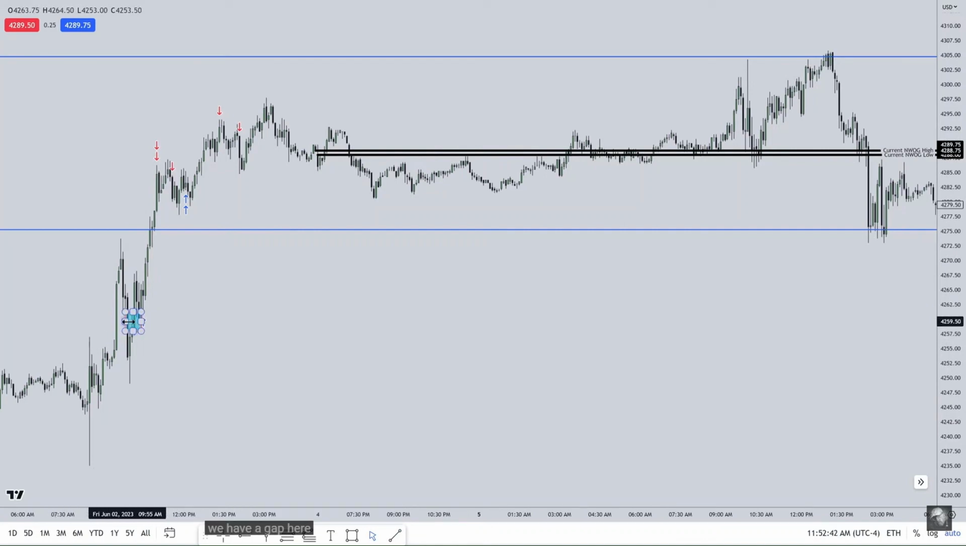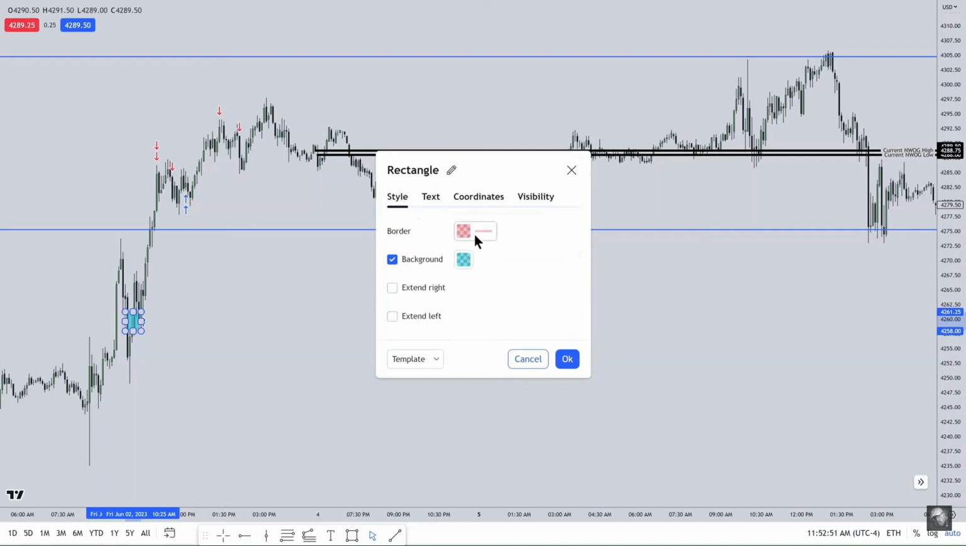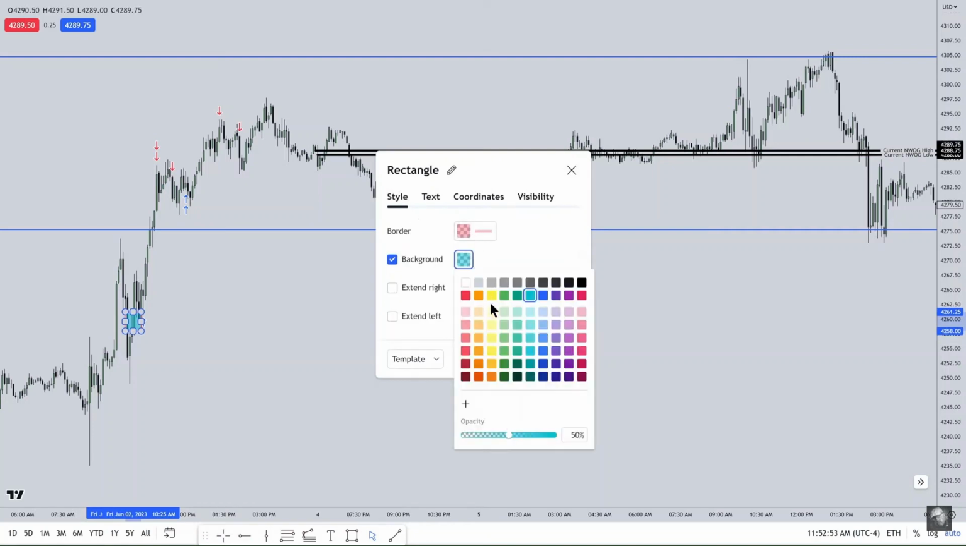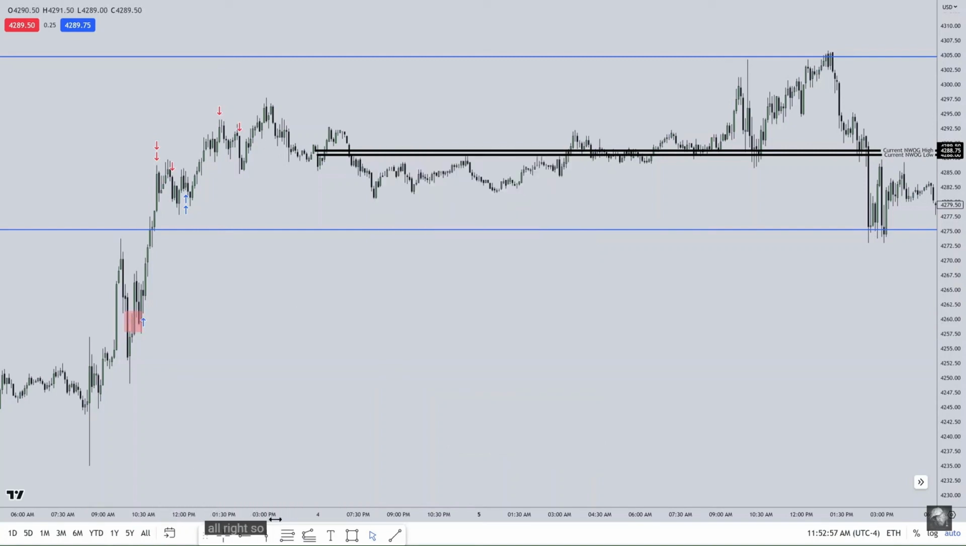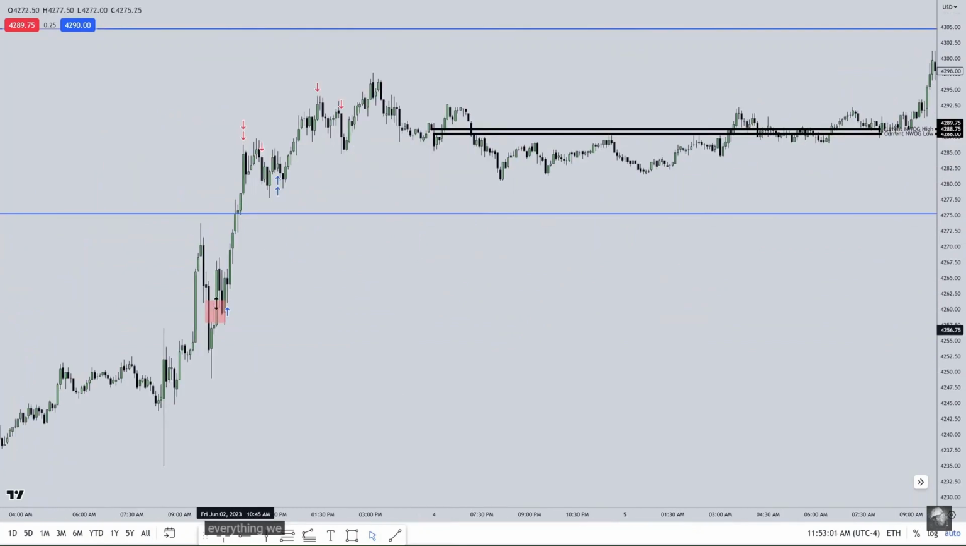We have a gap here, and I love seeing gaps that would look like some kind of a, let me change the color here, it's wonky. All right, so we have this gap in here. That gap, when it trades up into it there, if you are just a casual viewer, Netflix and chill type of ICT student, you're going to get tripped up.